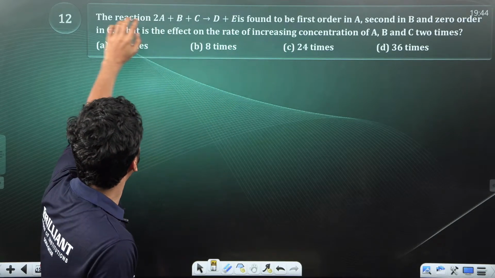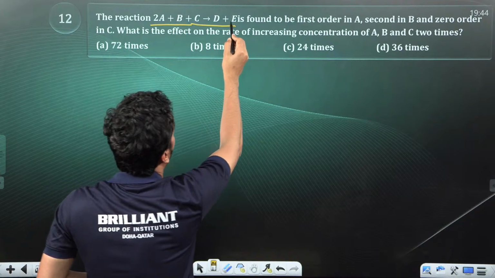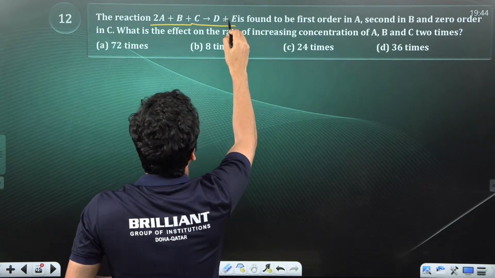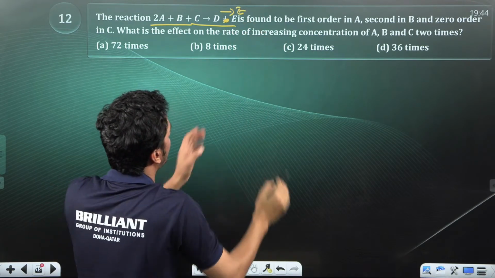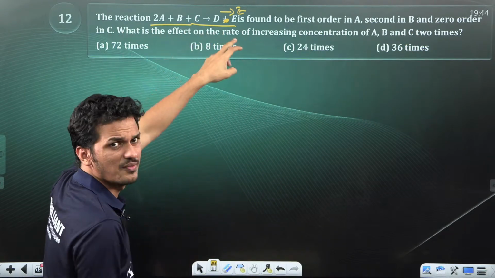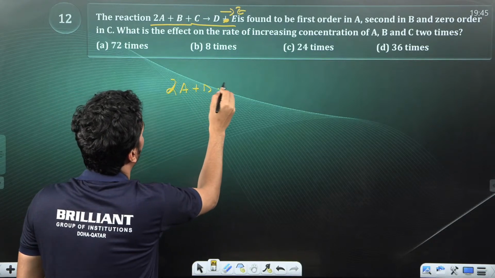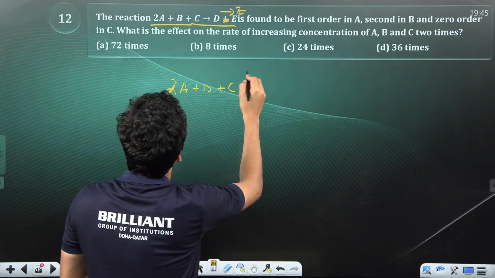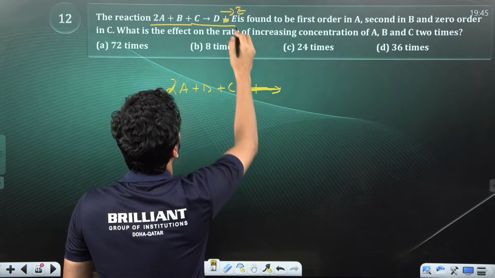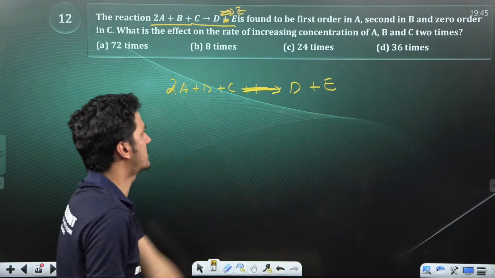The reaction 2A plus B plus C plus D gives E, and it is found to be first order in A. So this is the equation they have given, which means we can write the rate law. 2A plus B plus C plus D gives C plus D plus E.